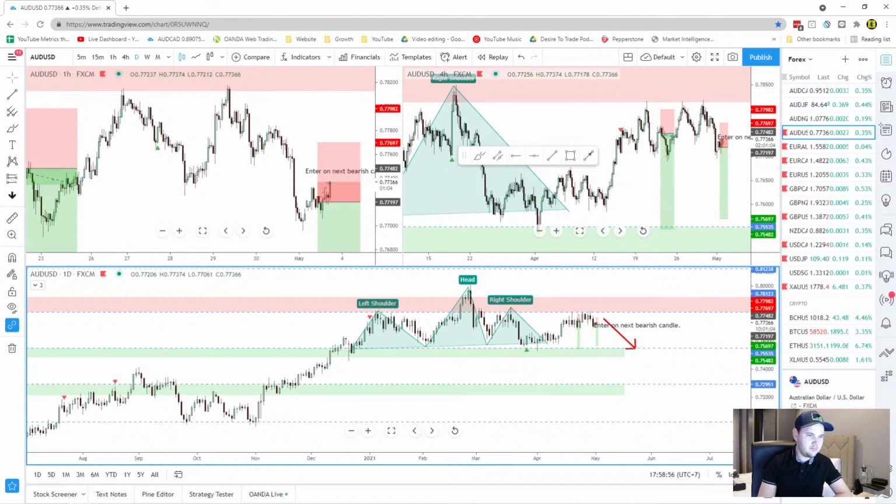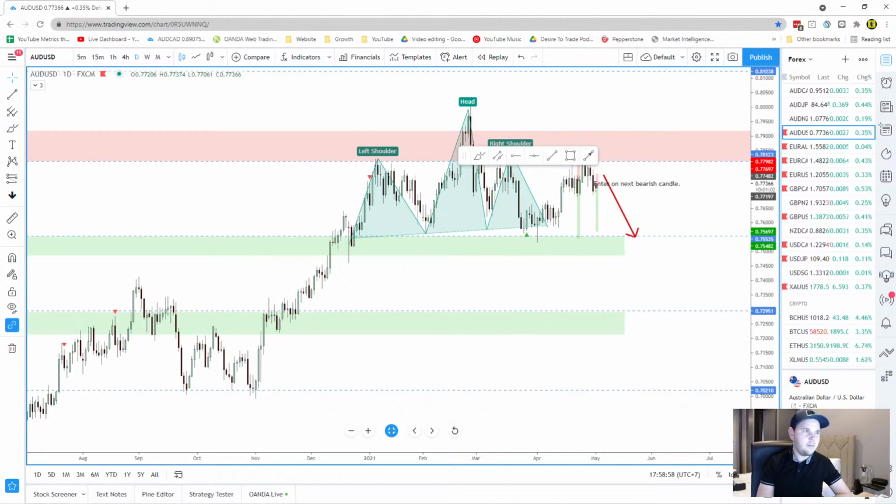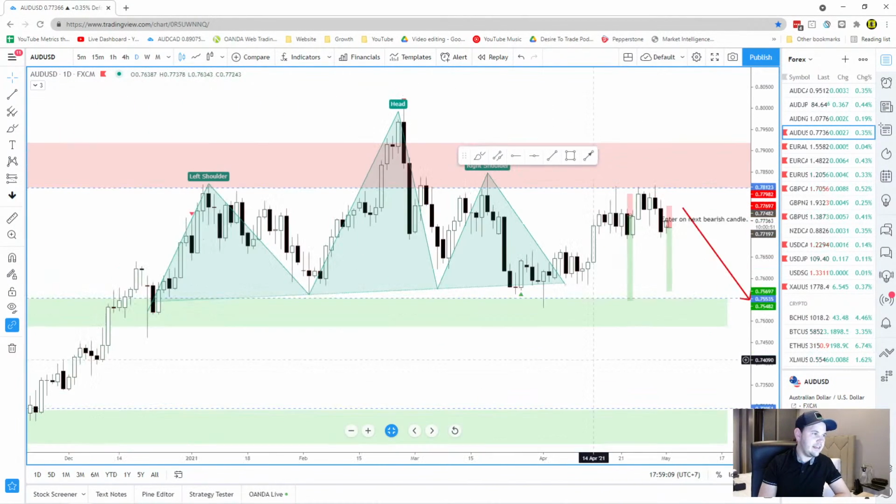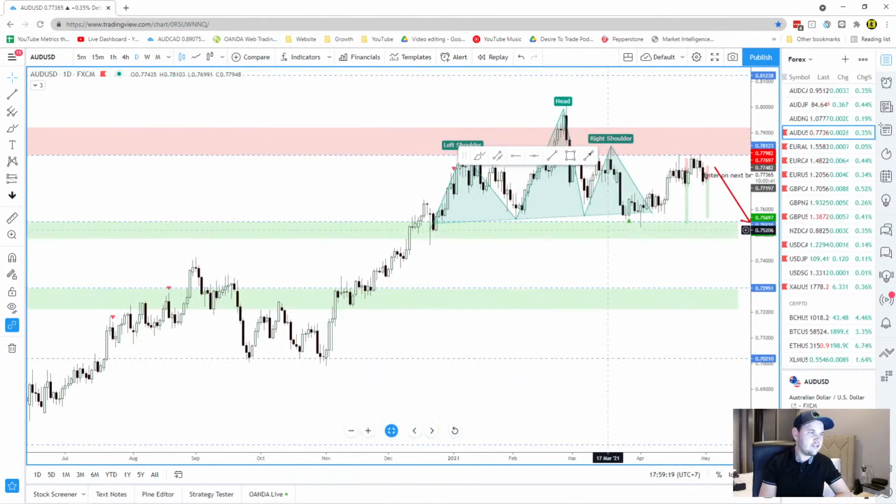Let me go on a bigger time frame. The big context here is you have a head and shoulder pattern that's not completed yet, so this trade is invalid, but I'm not trading that at all myself. What I care about on this chart is this resistance here at 0.78 or 79, and that's a good place to look for bearish trades.